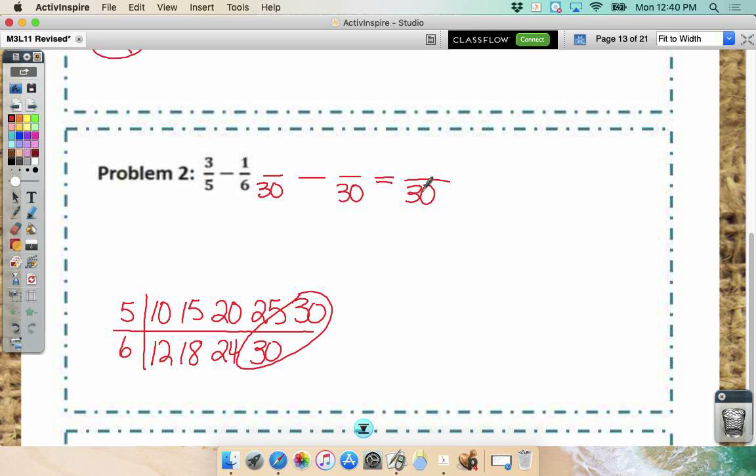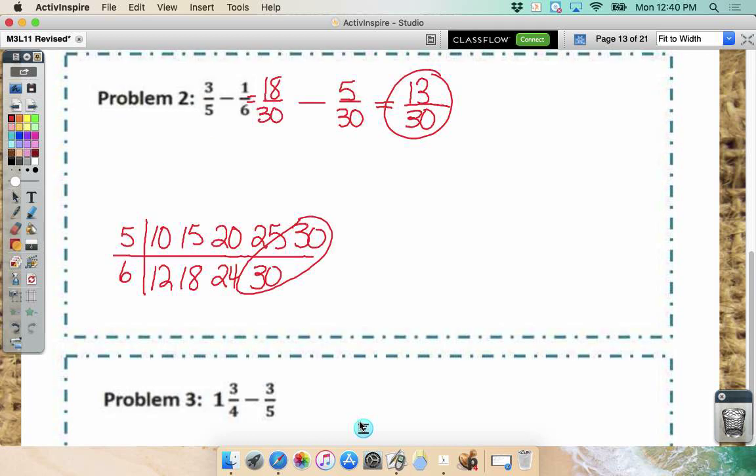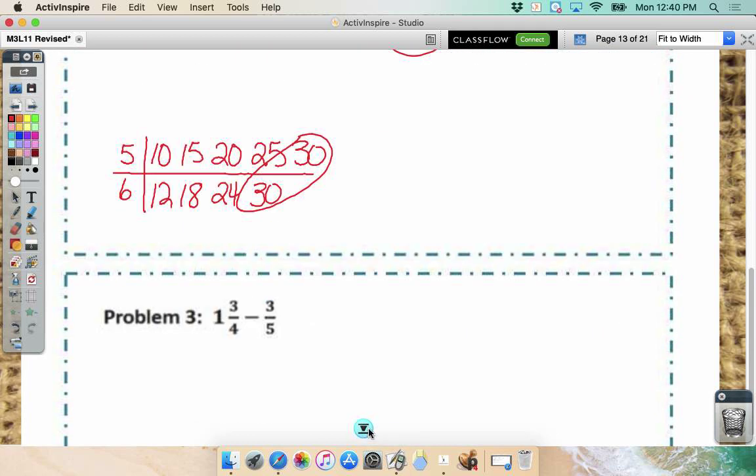Did you guys see I forgot my equal sign? There we go. All right. So now I'm just going to solve the problem. What's 3 times 6? 18. What's 5 times 1? 5. Subtract. 13. 13 thirtieths, and I'm done. Okay? This is fast. Now, let's kick it up a notch, and let's put a whole number in.